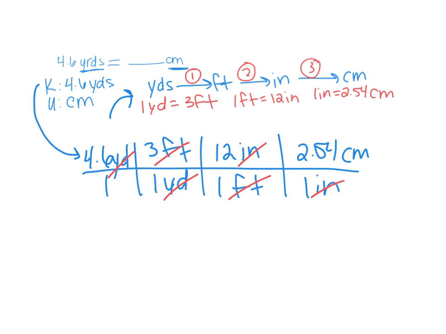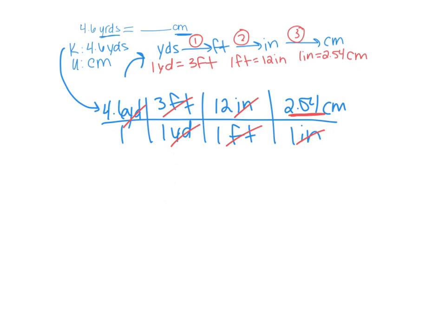Okay, and that's 2.54 right here. So now we can plug this into our calculators. So we're going to multiply everything in the top and divide it by everything in the bottom, which everything in the bottom is just a 1, so we can ignore it.